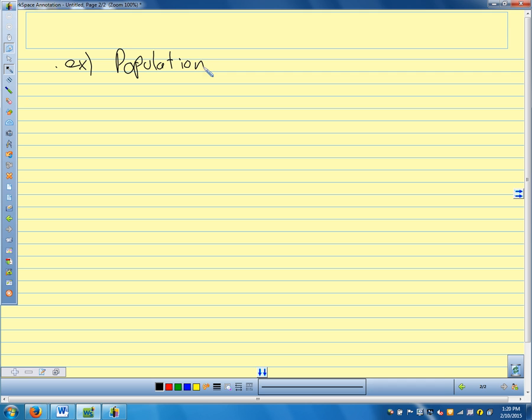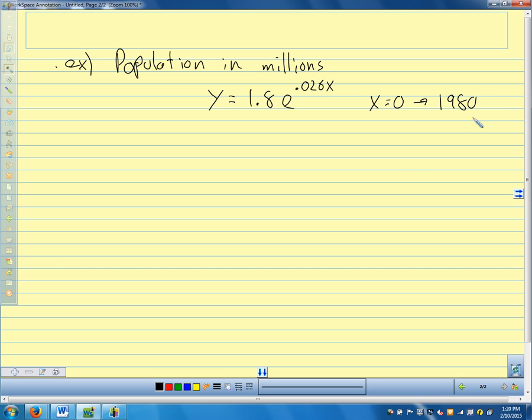So we have this city, and the population in millions is given by y equals 1.8 e to the 0.026x. And when x equals 0 is the year 1980. And the question is, in what year will the population equal 2.5 million?